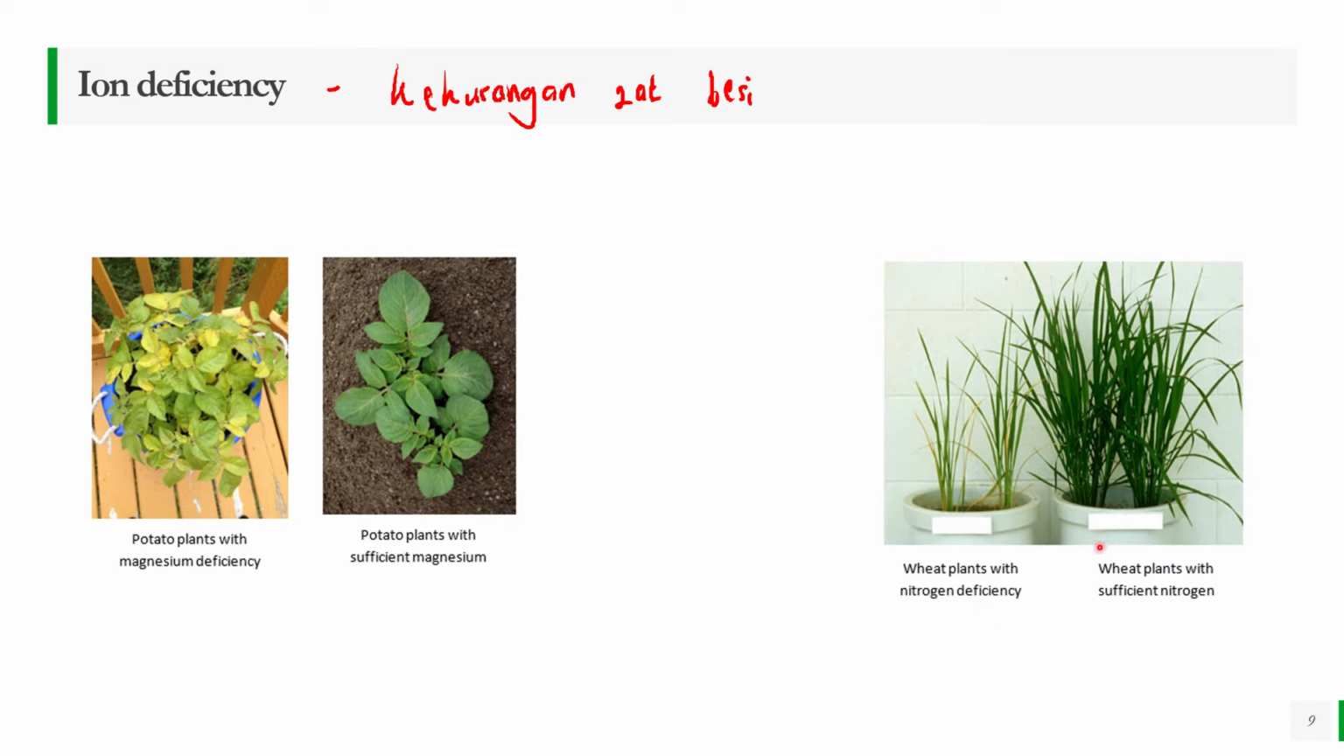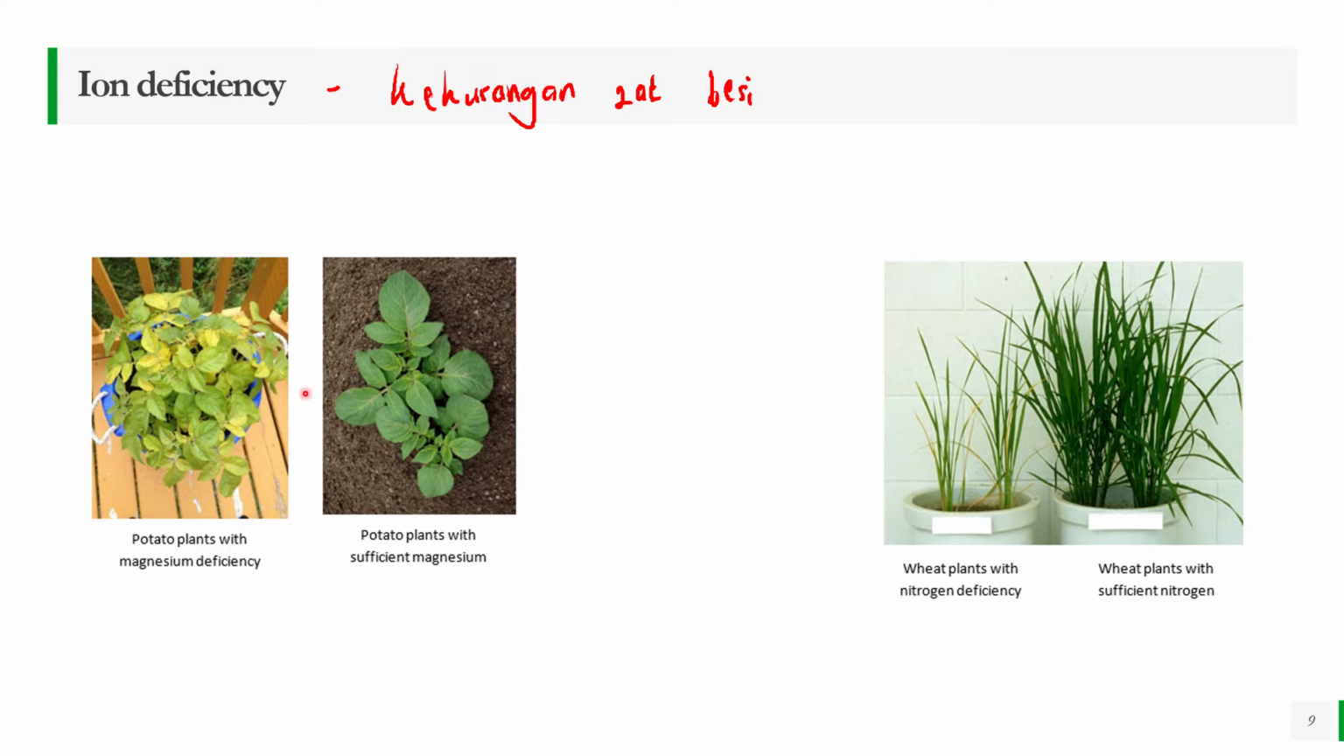Now, nitrates is used for generally making cells, and you can see that if it doesn't have enough nitrogen, it will not produce as many leaves. The plant will not be as developed as plants that have enough nitrates. Okay, so itulah perbezaannya. Tanpa nitrogen ataupun nitrates, plants itu tidak akan dapat membesar.